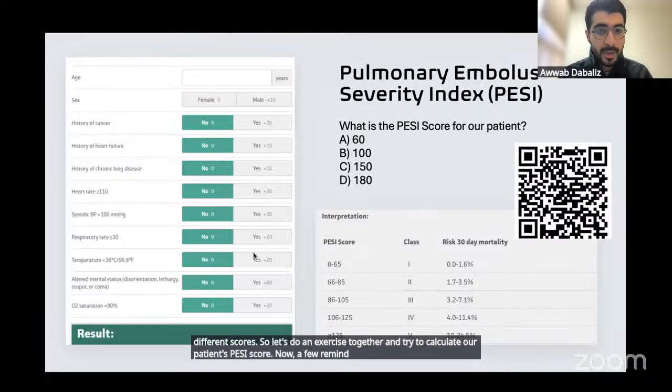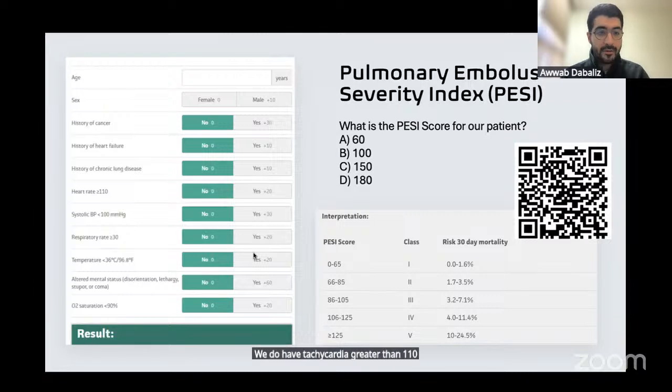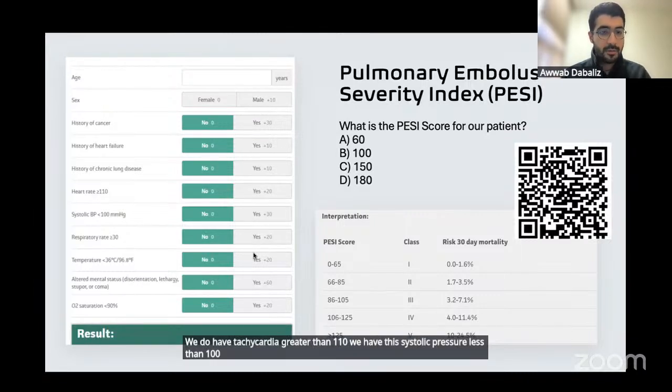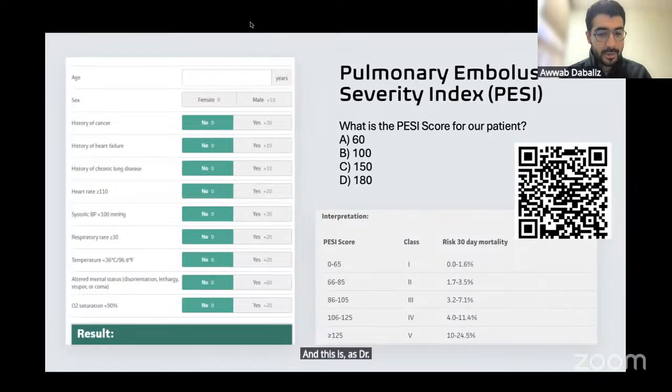A female patient, no cancer history, no heart failure history, no chronic lung disease history. We do have tachycardia greater than 110. We have a systolic pressure less than 100. We have a respiratory rate of 30 or greater. And we have an O2 sat less than 90. And this is, as Dr. Crawford is pointing out in the chat, from mdcalc.com.